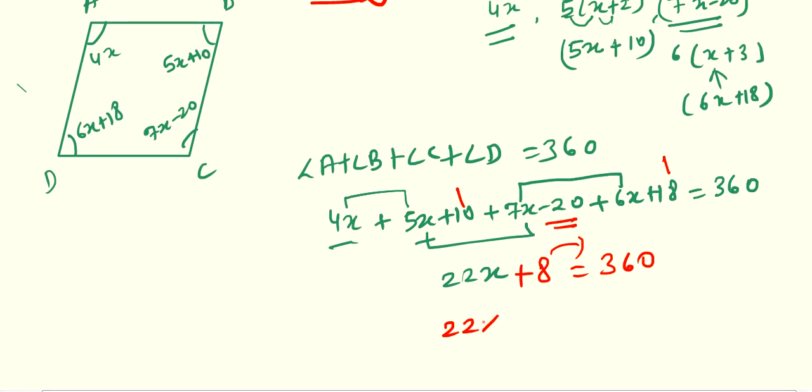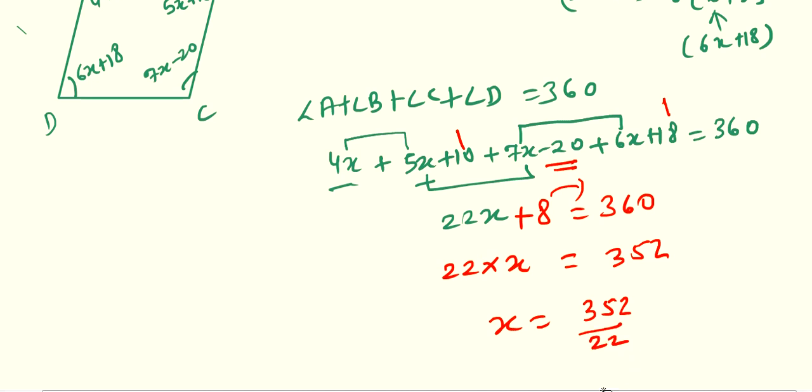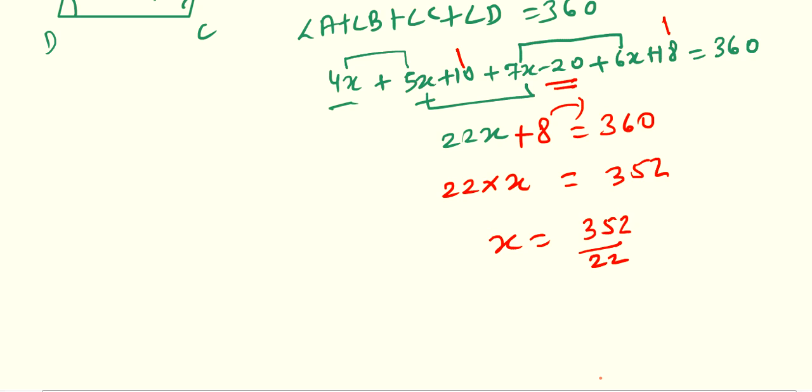So 22x can be written as 22 into x equals 360 minus 8. And 360 minus 8 equals how much? 352. And in the last, x equals 352 divided by 22. Okay. So 352 divided by 22. 11 twos are 22, 11 threes are 33, 2 remaining, 2 will become 22, 11 twos are 22, so we are getting here x equals 16.